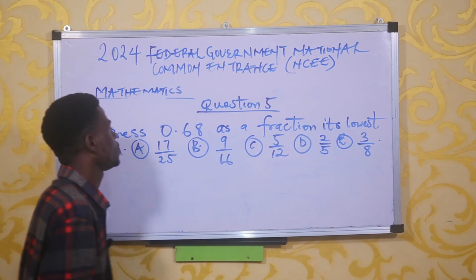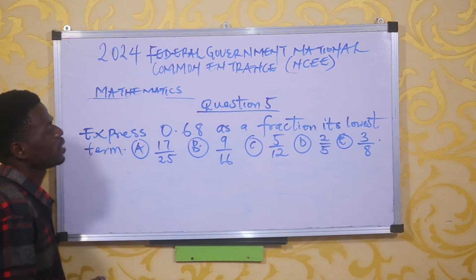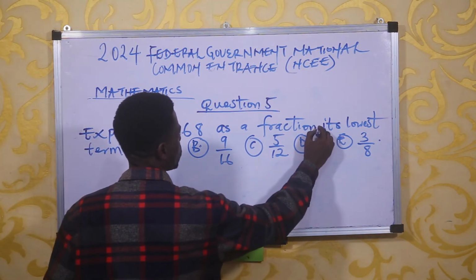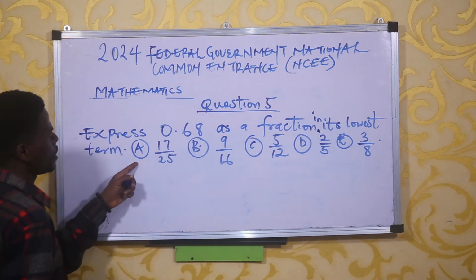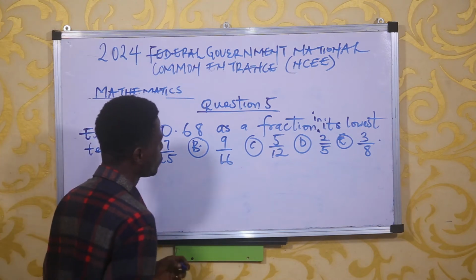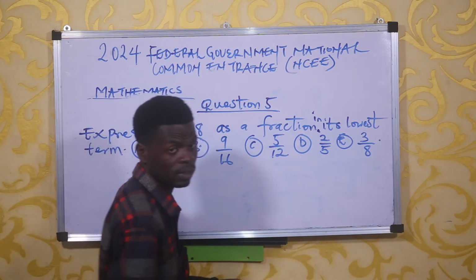Question 5 says, express 0.68 as a fraction in its lowest term. We have options. Option A says 17 over 25. Option B says 9 over 16. Option C says 5 over 12. D says 2 over 5, and E says 3 over 8.